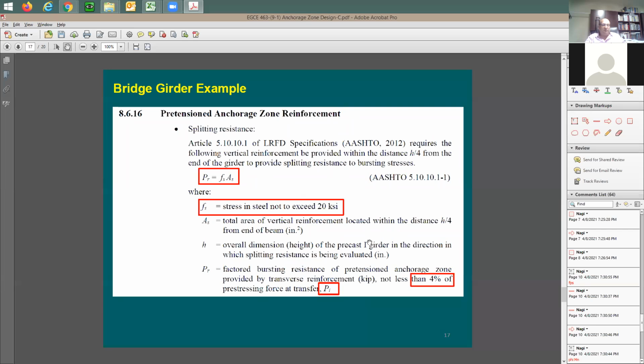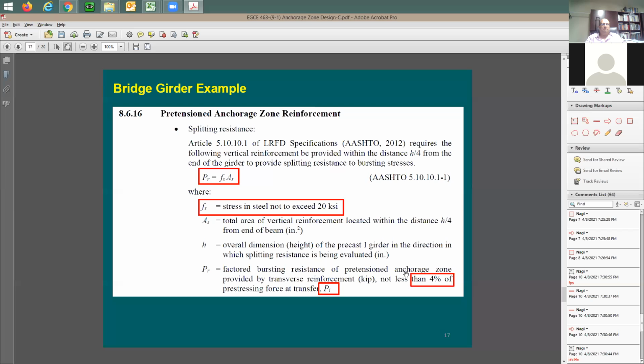So, okay, just look at the axial force. Don't worry about the transfer length. Just take the transfer force here, PI, take 4% of it and consider it to be acting vertically, which means this is going to be the tension force. This PR is going to be the tension force in the y direction, equal to 4% of the axial force.